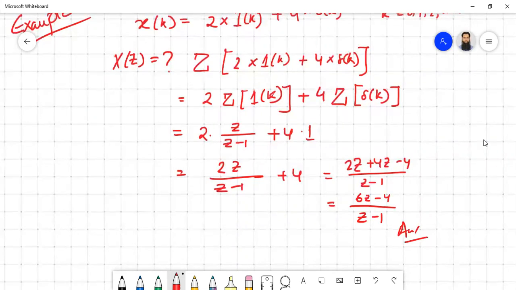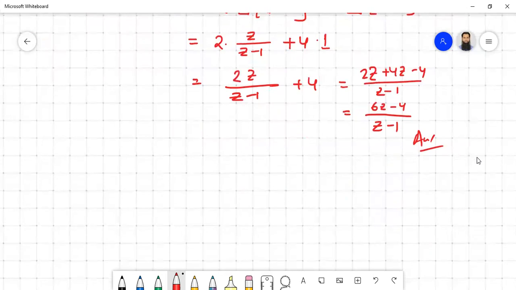Next is multiplication by the exponential. So basically, what is meant by multiplication by a^k?